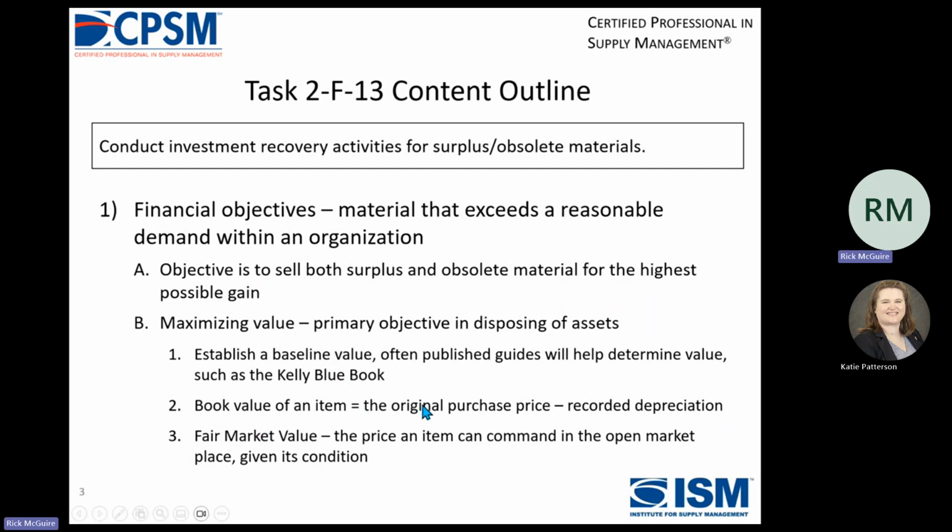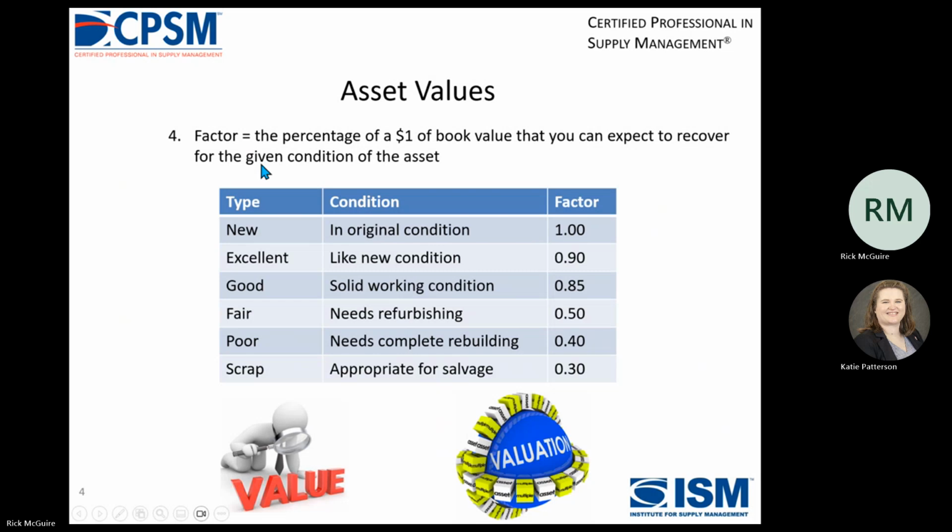Book value of an item. This is the original purchase price minus recorded depreciation, which works good for capital assets, but not usually for inventory. And fair market value, the price an item can command in the open market, given its condition, which is usually what you're going to get for your inventory items. So the percentage of $1 of book value that you can expect to recover for a given condition of an asset. And this really only applies to a very, very narrow set of capital assets like machinery, because you're never going to get this kind of money for inventory.